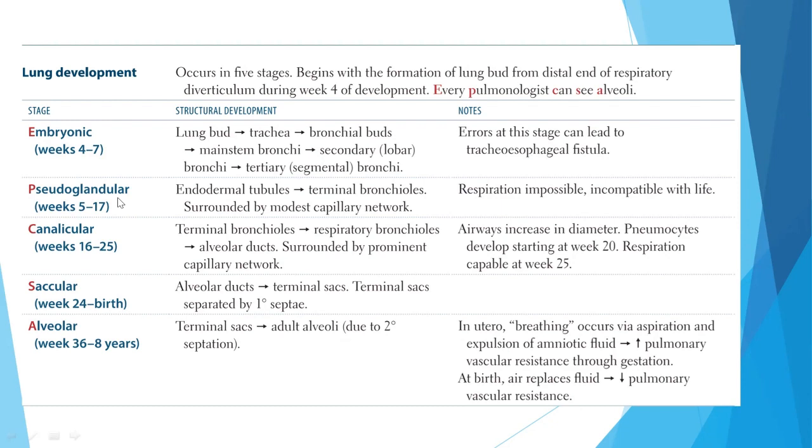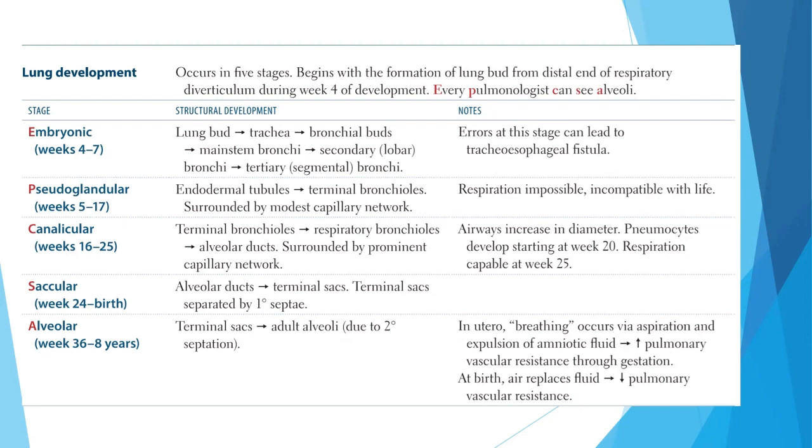Pseudoglandular phase, week 5 to 17: endodermal tubules, terminal bronchioles surrounded by a modest capillary network. Respiration is impossible and incompatible with life. In the canalicular stage, the terminal bronchioles develop into respiratory bronchioles and alveolar ducts, surrounded by a prominent capillary network. There is an increase in diameter. The pneumocytes develop starting at week 20, and respiration is possible at week 25.